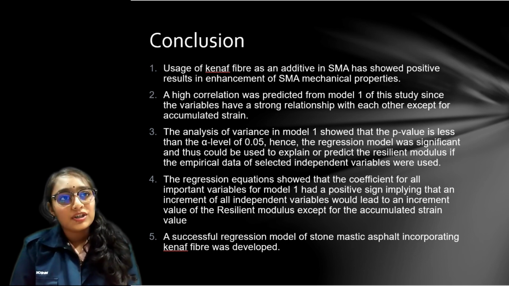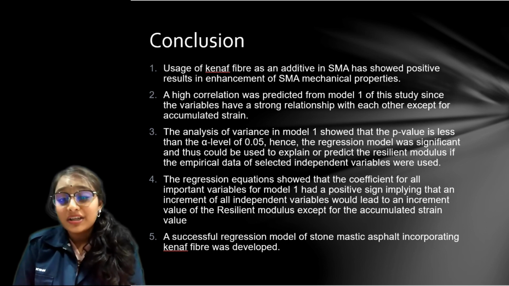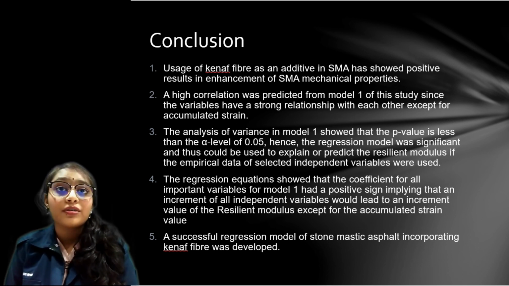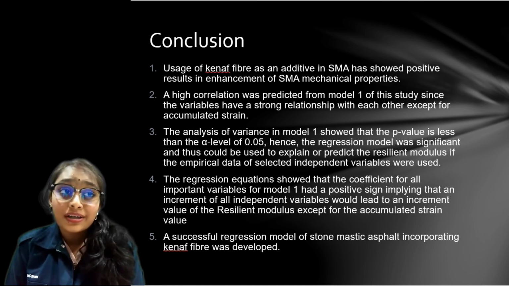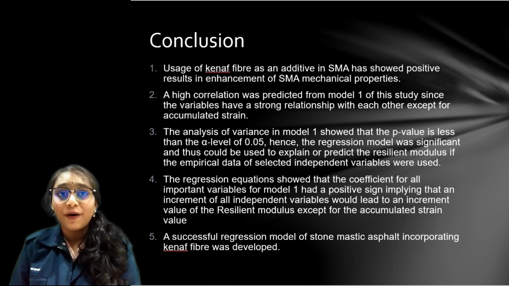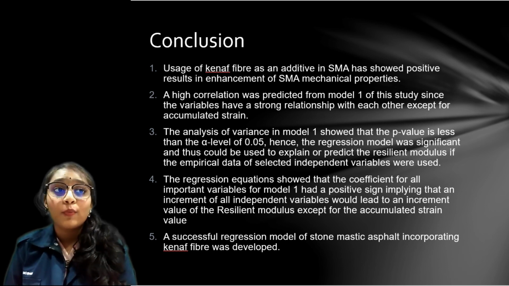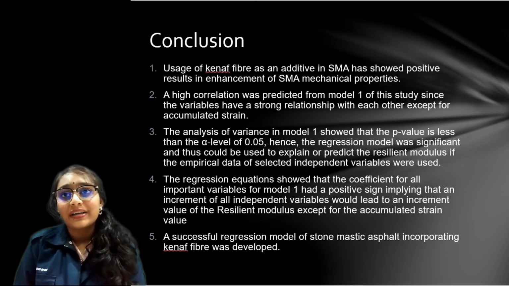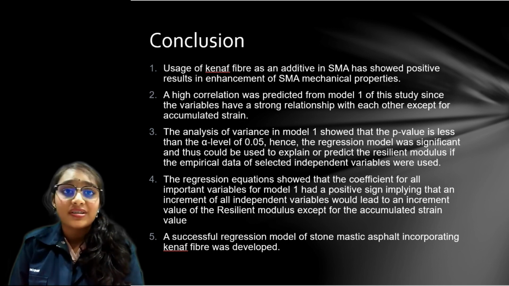A high correlation was predicted from Model 1 of the study, since the variables have a very strong relationship with each other. The analysis of variance in Model 1 showed that the p-value is less than the alpha level of 0.05, hence the regression model was significant and thus could be used to explain or predict the resilient modulus model. The regression equations showed that the coefficient for all important variables for Model 1 had a positive sign, implying that an increment of all independent variables would lead to an increment value of the resilient modulus.